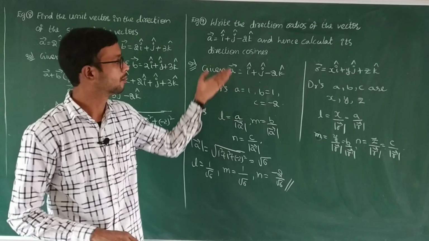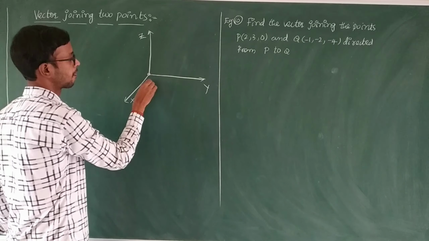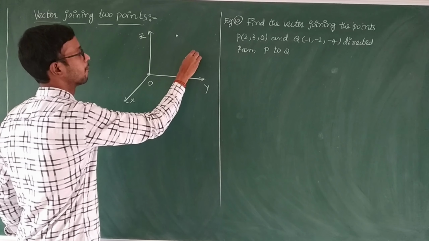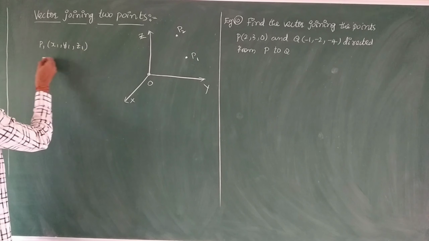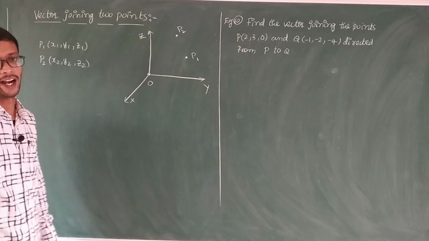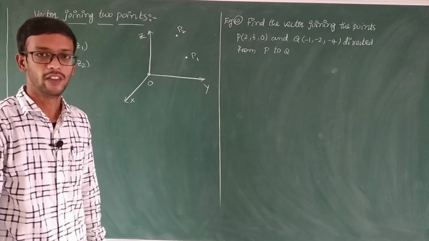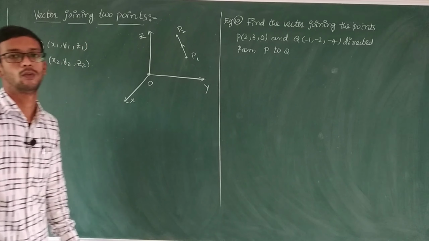Next step, one small concept is right here: the vector joining two points. First I will draw the diagram here. In space, two points I am taking, P1, P2. Consider P1 is x1, y1, z1 and P2 is x2, y2, z2. Two points in a space. Then the vector joining from P1 to P2.